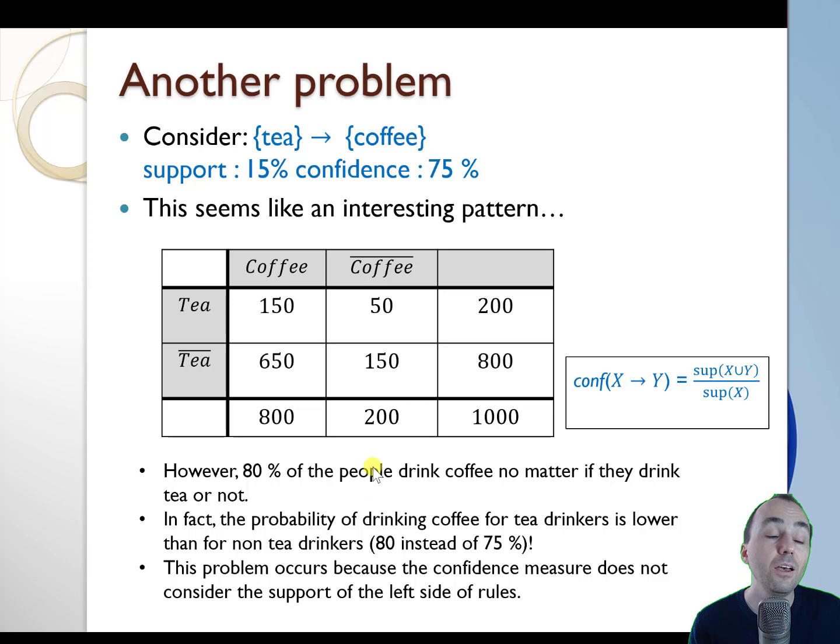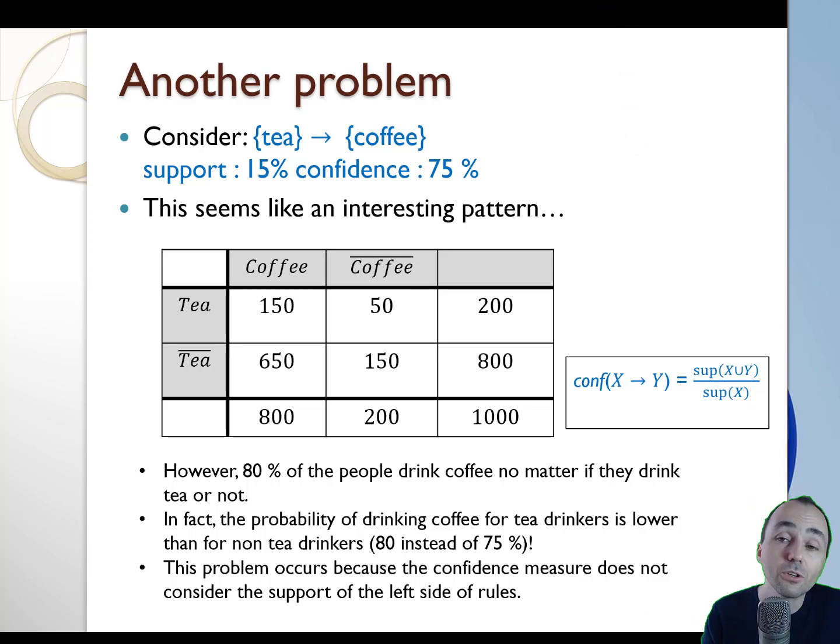Okay, so why do we have this problem with the confidence? It is because of the definition of confidence. We have how many times we drink tea and coffee divided by how many times we drink the tea. But at the bottom here, we don't look at how many times people drink the coffee, y. We divide by how many times x, but we don't divide by how many times we have y. So the problem is because of this.